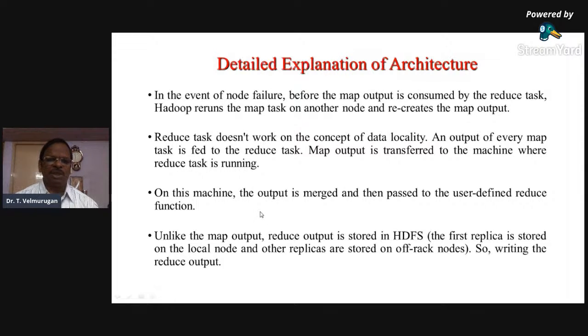On this machine, the output is merged and then passed to the user-defined reduce function. Unlike the map output, reduce output is stored in HDFS. The map output is stored on the local disk, but the output of the reduce task is stored in HDFS.